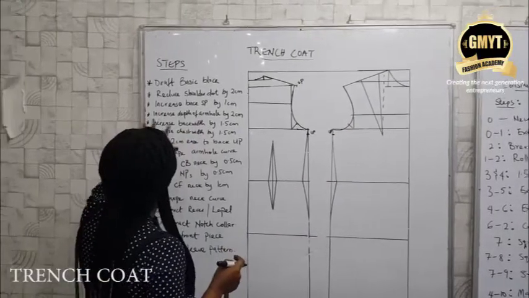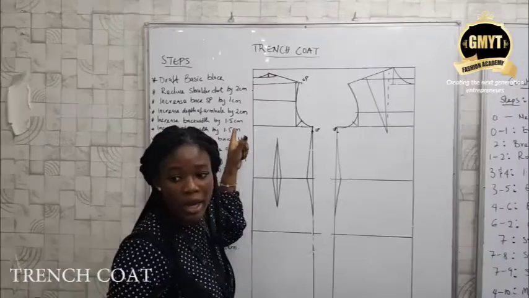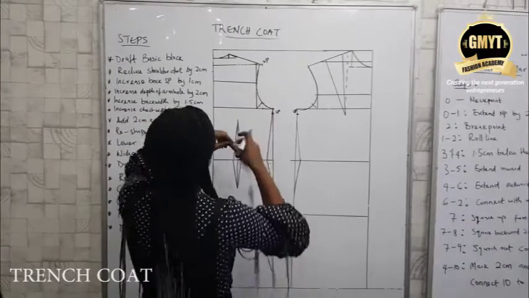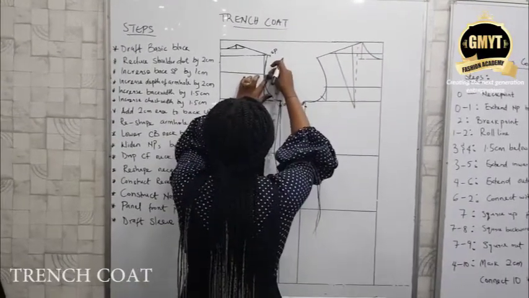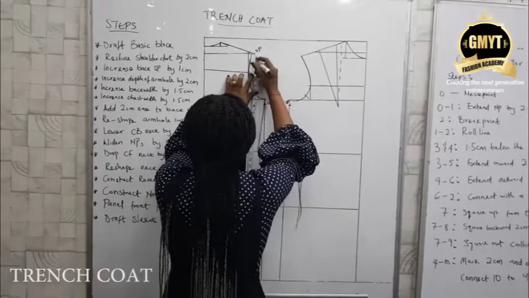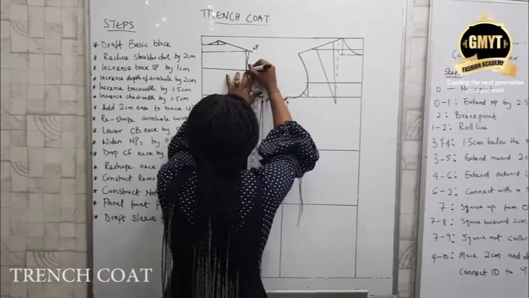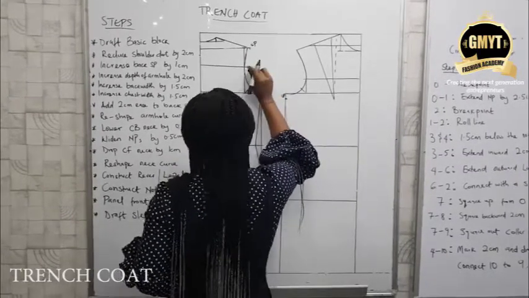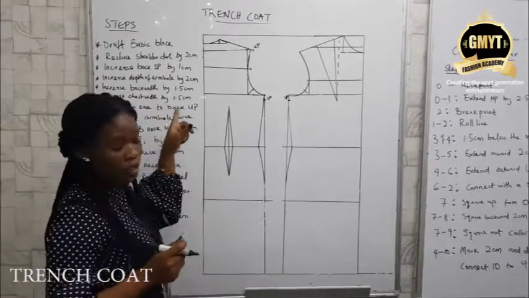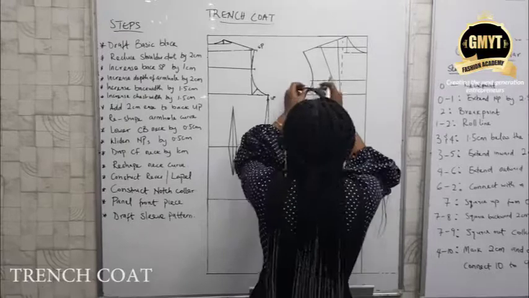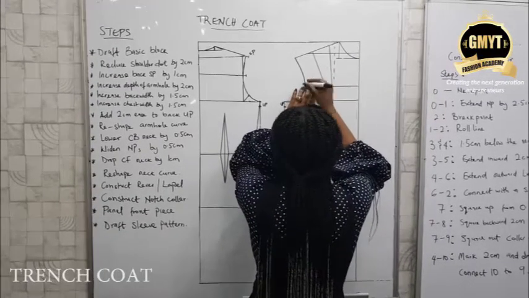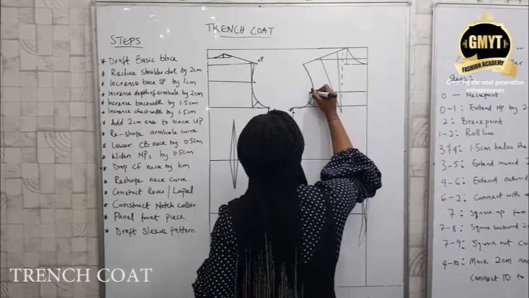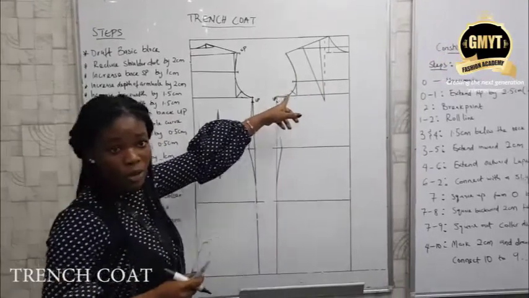So the next step says increase your back width by 1.5 cm. So this is my back width. I'm going to increase it by 1.5. So this is going to be my new back width. Now I'm going to do the same thing for the front. I'm increasing by 1.5 cm. So this is going to be my new CHP.